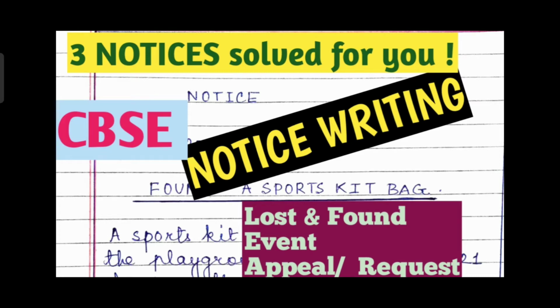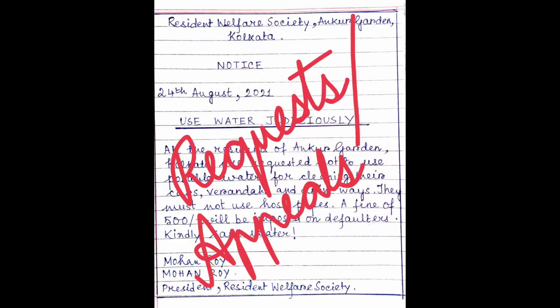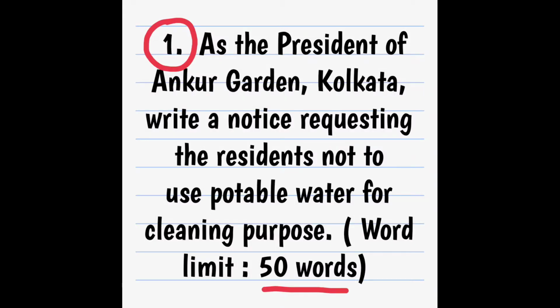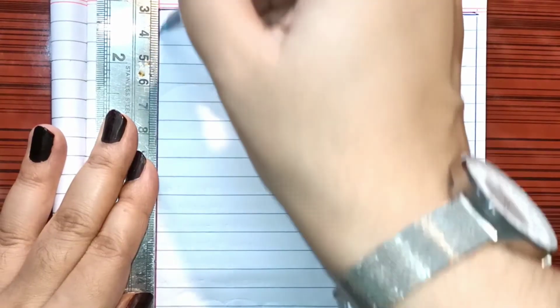In this video, I have 3 notices solved for you, and guess who? It was me, Ma'am Shomi, who solved them for you. I have a request and appeal notice in the beginning. The question: as the president of Ankur Garden, Kolkata, write a notice requesting the residents not to use potable water for cleaning purpose. Potable water means water that is safe to drink.